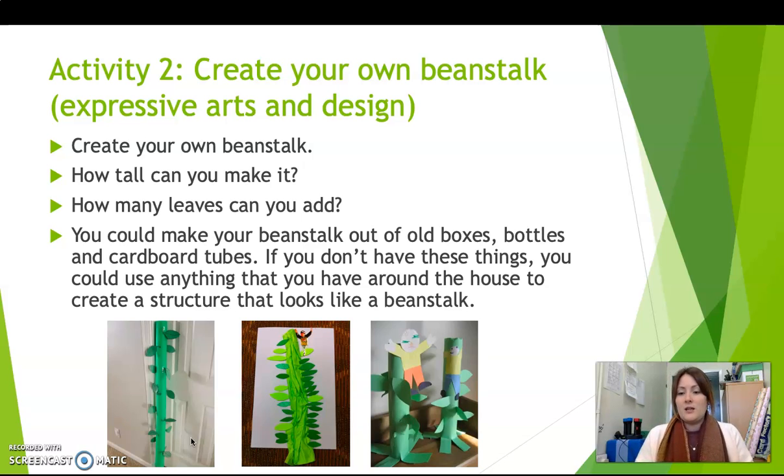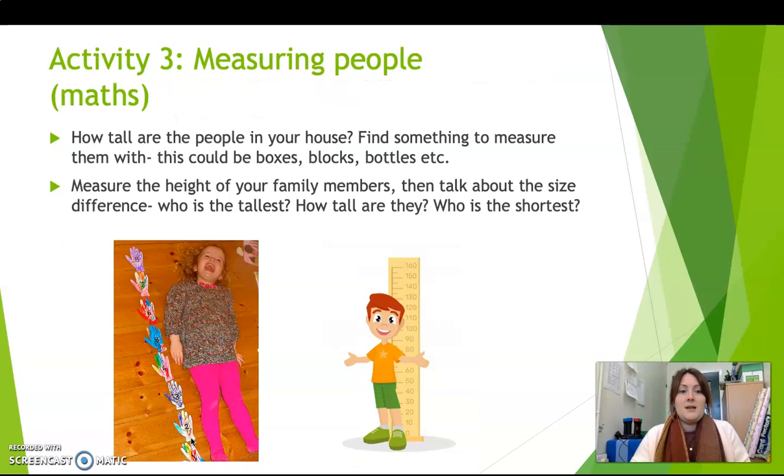Okay, so I want you to see how tall you can make it. How many leaves can you add on your beanstalk? Are you going to add anything to the top of your beanstalk, or are you just going to leave it as a beanstalk? I really look forward to seeing your beanstalks that you create today.